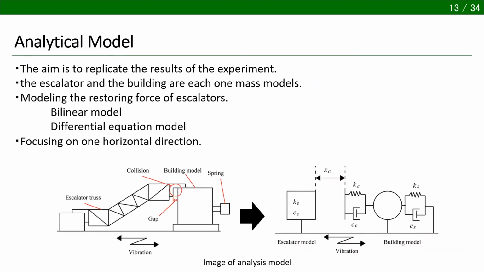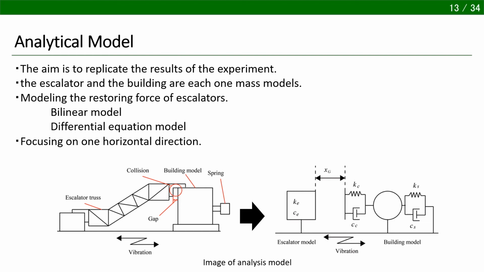This slide shows the analysis method. In this analysis, the escalator and the building are each one mass model. In order to reproduce the displacement after buckling, the restoring force of the escalator is modeled in two ways. In this analysis model, the collision is reproduced by the collision stiffness between the escalator model and the building model.